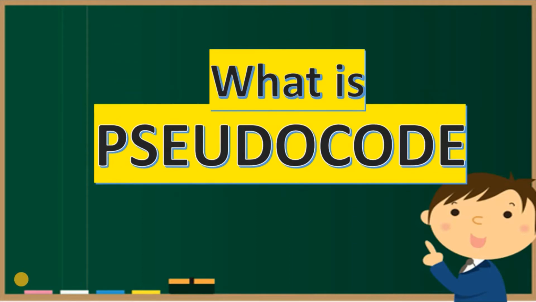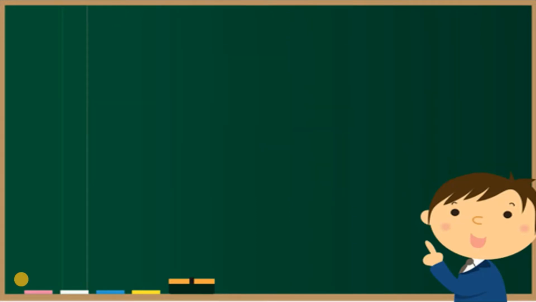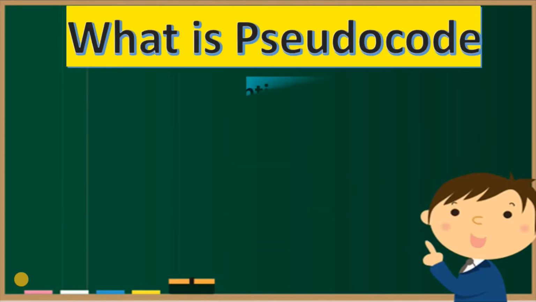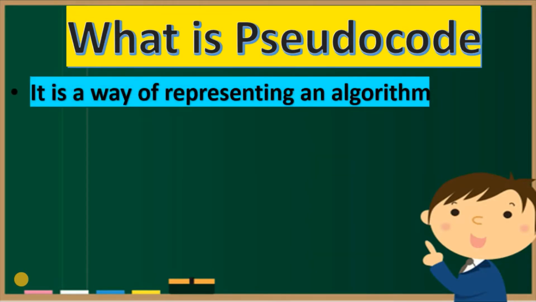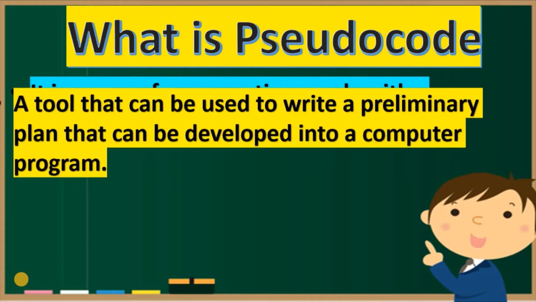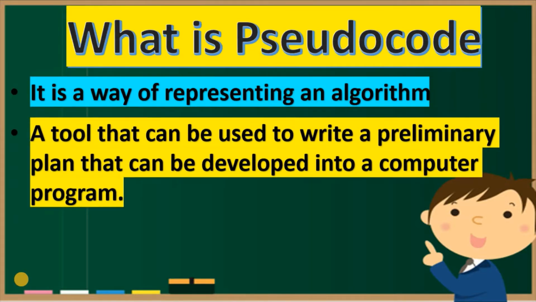Now, what is a pseudocode? First and foremost, a pseudocode is a way that we use to represent an algorithm. So in other words, it is just another method that is used to solve problems that we encounter as it relates to algorithm. It is also considered to be a tool that is used to write a preliminary plan that can be developed into a computer program.